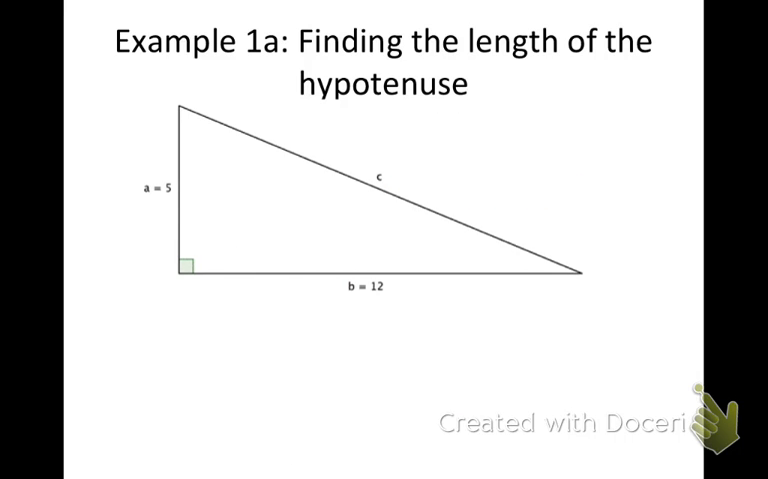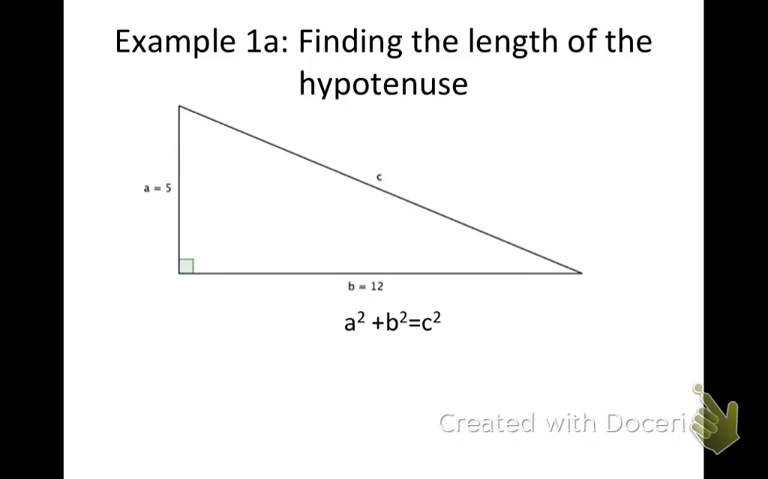Alright, so here's our first example. Copy this down into your notebook. Example 1A. We want to find the length of the hypotenuse. And remember, the hypotenuse is C. The first thing I'm going to do is write down my formula, which is A squared plus B squared equals C squared. If you look at the triangle, you can see I have A, B, and C. So I wrote that down.